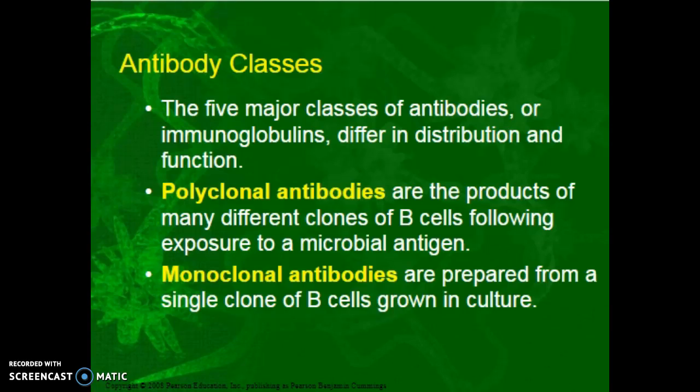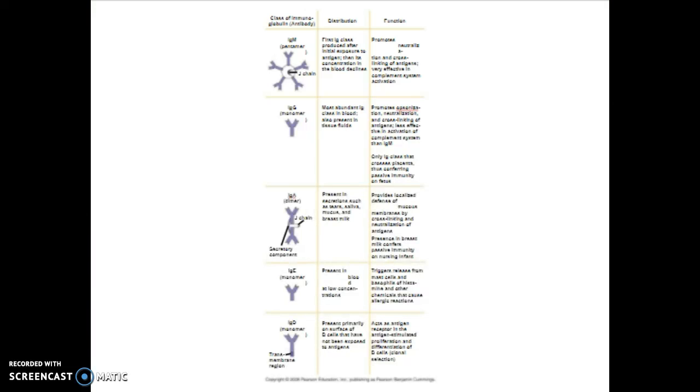I already covered it. There are 5 major classes of antibodies, and they're different based on their shape and their function, of course. Polyclonal antibodies are going to be the products of many different clones of B cells following exposure to a microbial antigen. That should make sense because it's polyclonal. Monoclonal antibodies are prepared from a single clone and grown in culture. We grow those in the lab, if that makes sense.